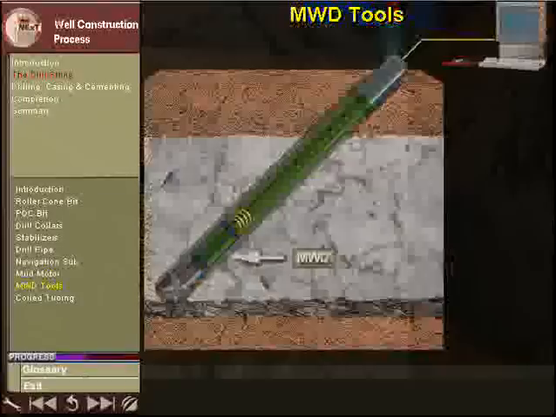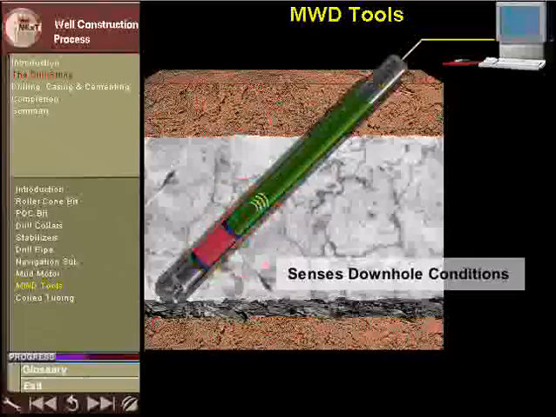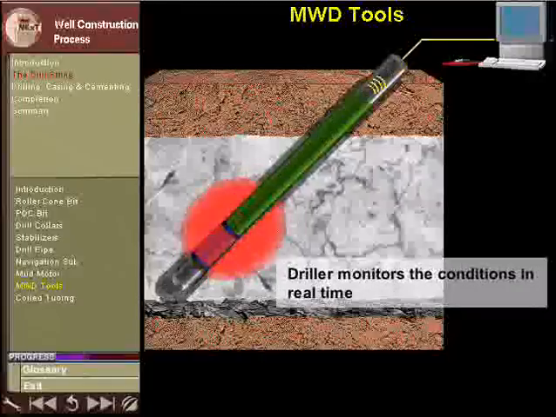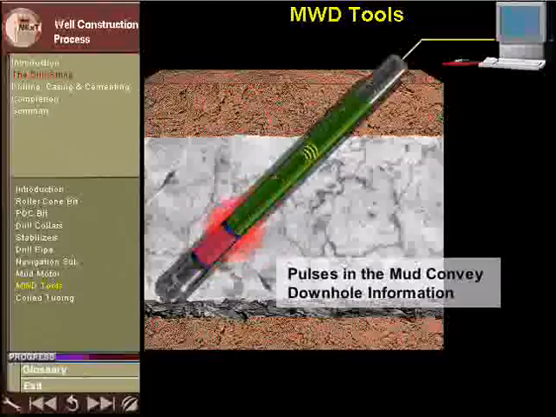Measurement while drilling tools are placed in the bottom hole assembly to assist the directional drilling procedure. MWD tools contain sensors which can measure the inclination and direction in which the well is being drilled. This data is transmitted to the surface. There, the driller monitors the conditions in real time. Most MWD tools transmit information in the form of pulses in the drilling mud. These pulses carry the downhole information up the drill string to the surface.